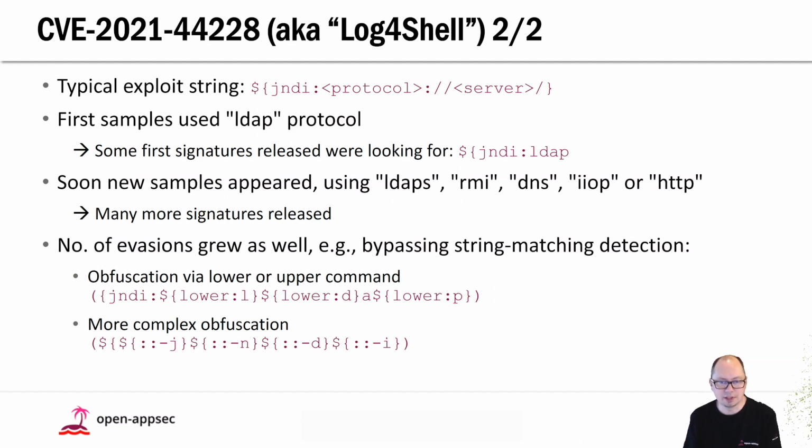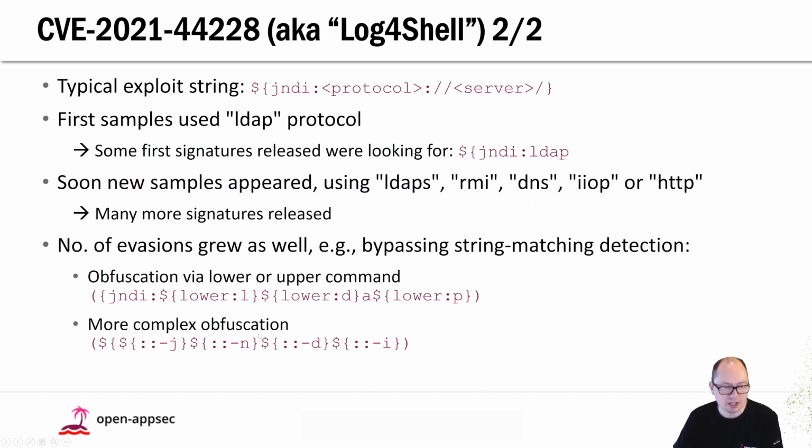So, for example, the bad guys then started trying to bypass string matching detection by introducing some kind of obfuscation to the exploit string. Here we can see an example where they used a lower command, which puts the character L, which is already a lowercase character, of course, into lowercase again, resulting in the exact same character. But this is an easy way of doing an obfuscation, so that the signature string like this one wouldn't work anymore.